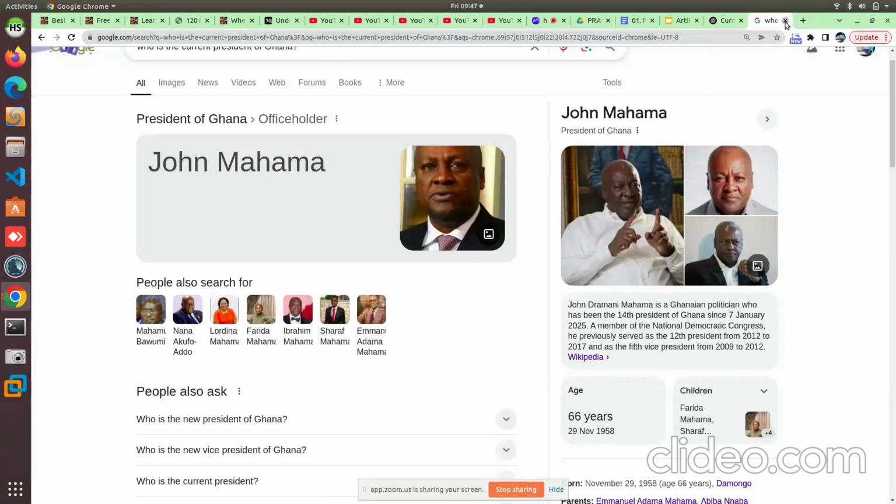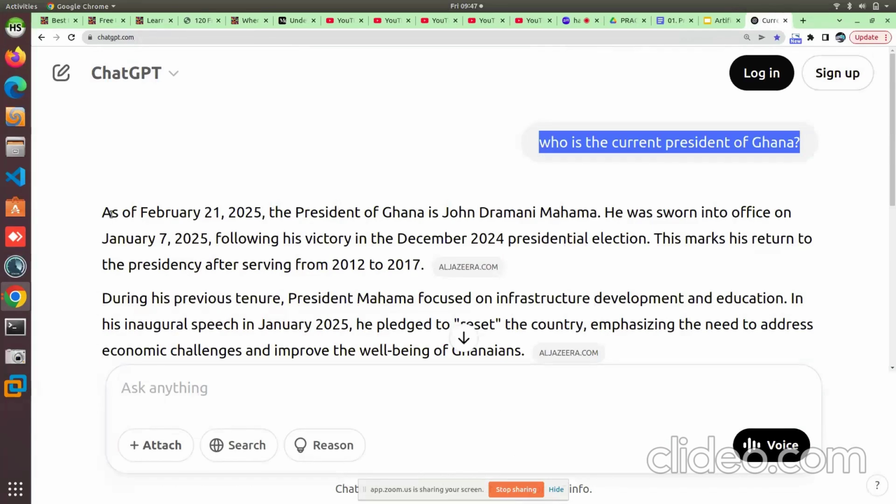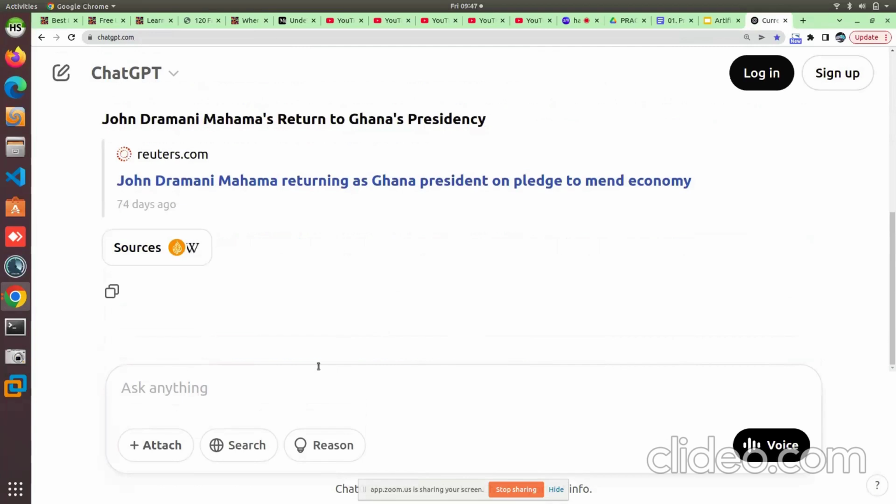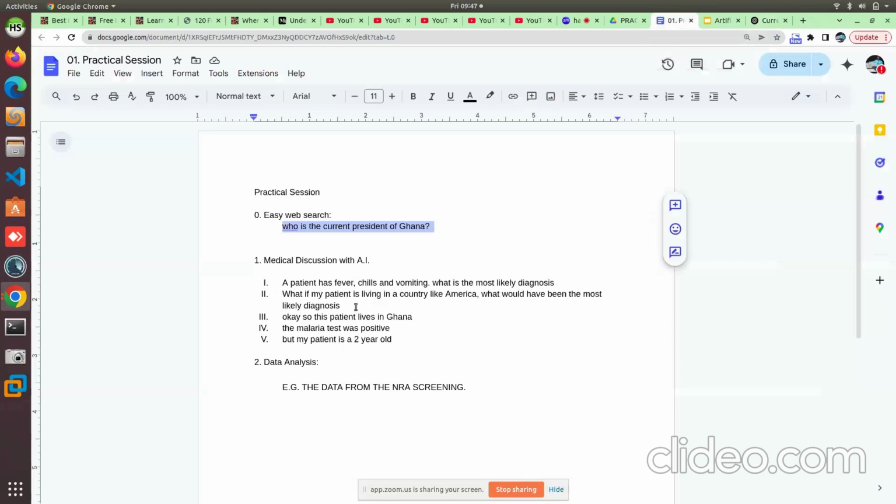But instead of going to 10 or 20 different websites to read, you've just gotten the summary right from ChatGPT here. And that's the thing. That's what makes it easier and faster. Let me look at the other one. So now let's look at something medical.